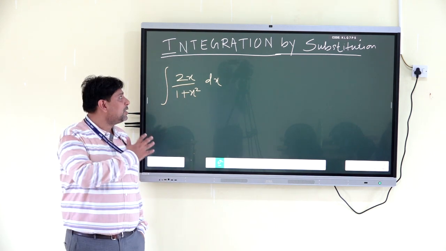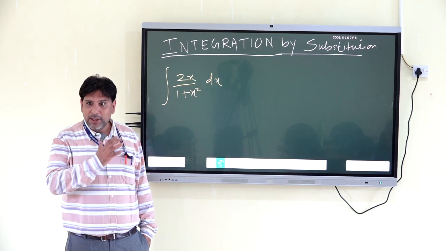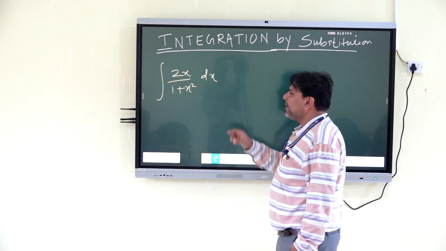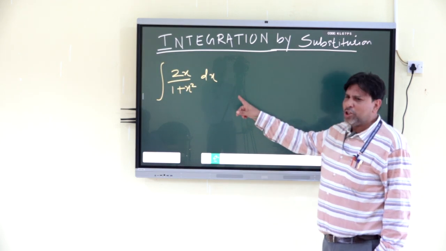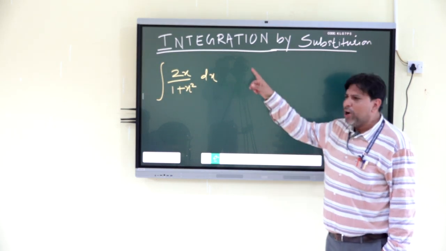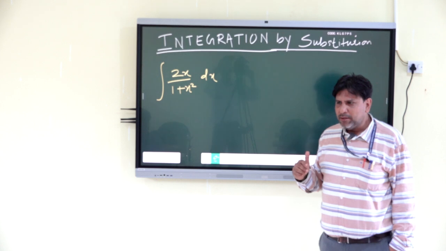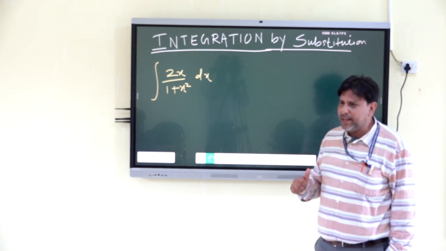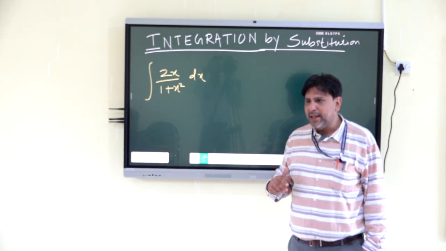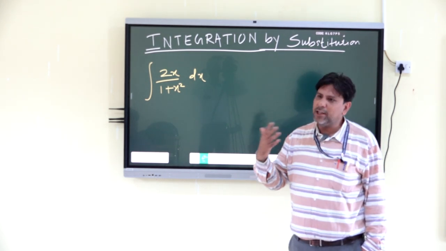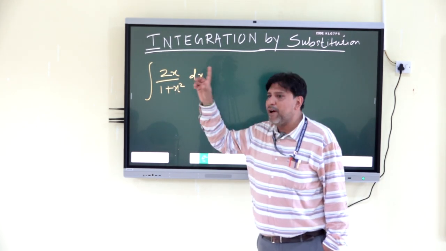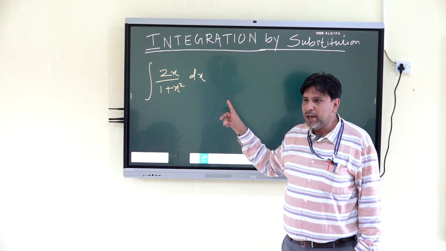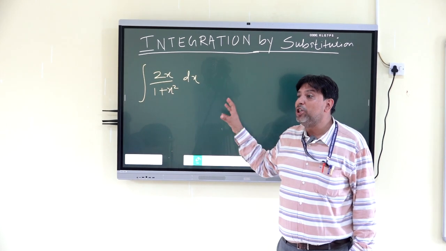Now, how to do such questions? Let's see: integration of 2x by 1 plus x square dx. In this question, you will mark properly. It is not coming directly to any formula. Integration of x dx is there. Integration of 1 by x dx is there. Integration of x square dx is there. Integration of 2x dx is possible. But I have given 2x by 1 plus x square. So you will know that we have to do some substitution in order to do this question.